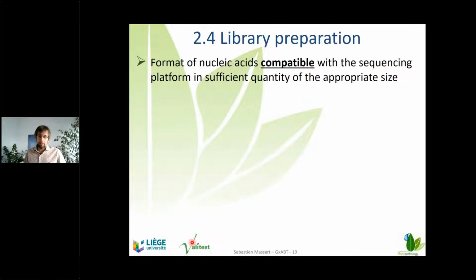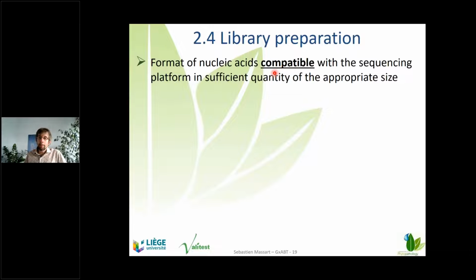Library preparation. What does it mean, library preparation? It's in fact to make the form of nucleic acid which is compatible with the sequencing platform, in sufficient quantity, of the appropriate size. All the words are important in this sentence. I took care of that.